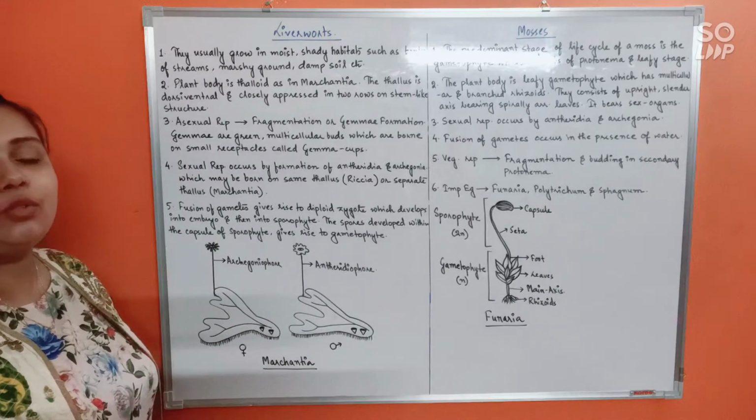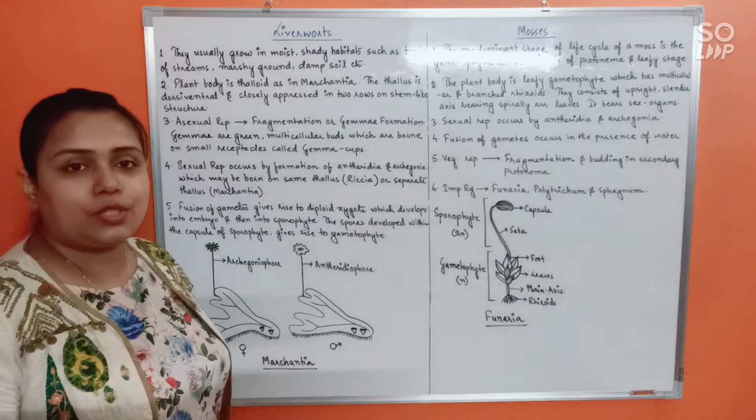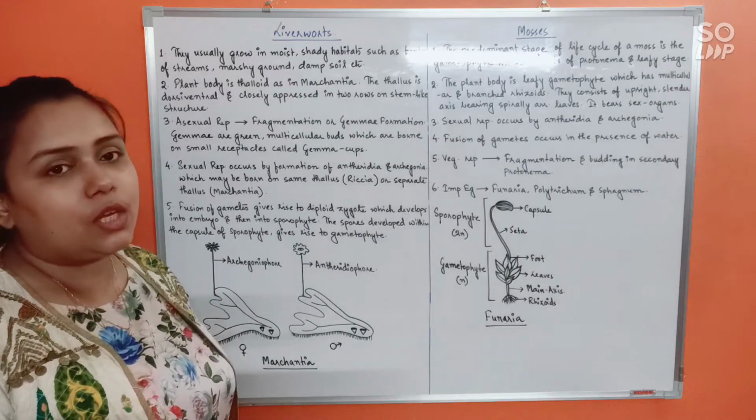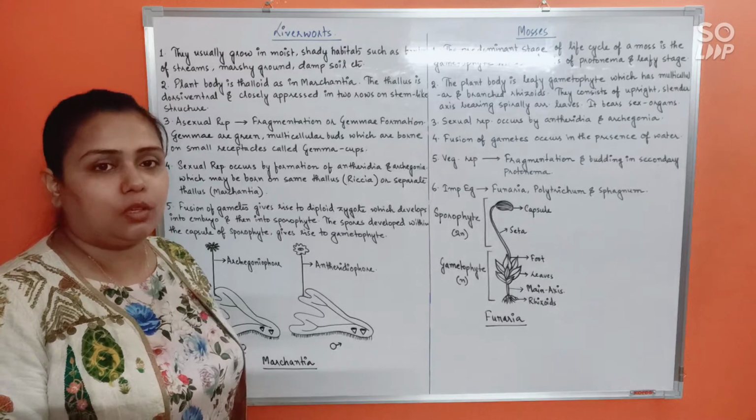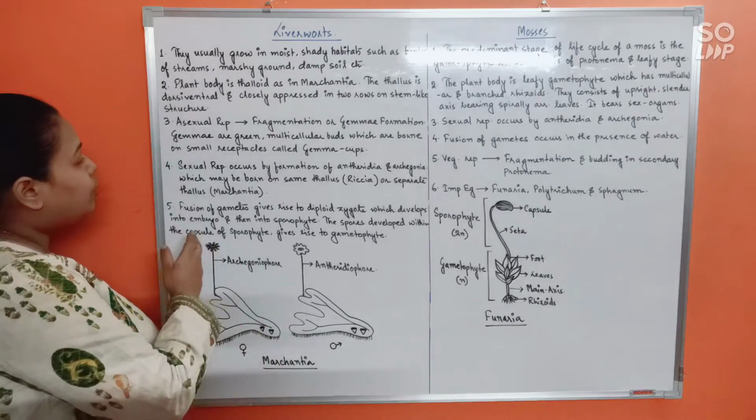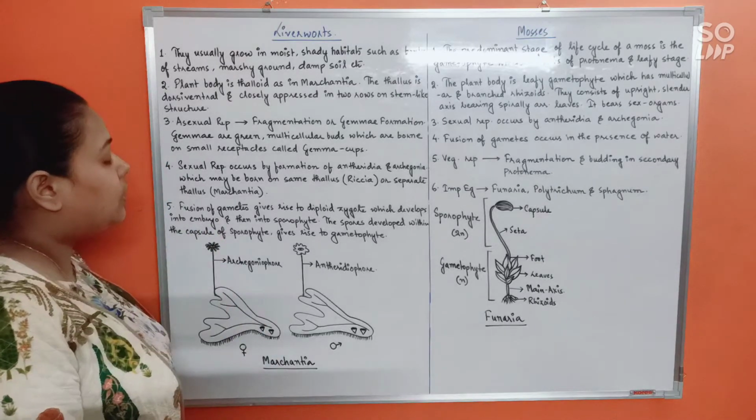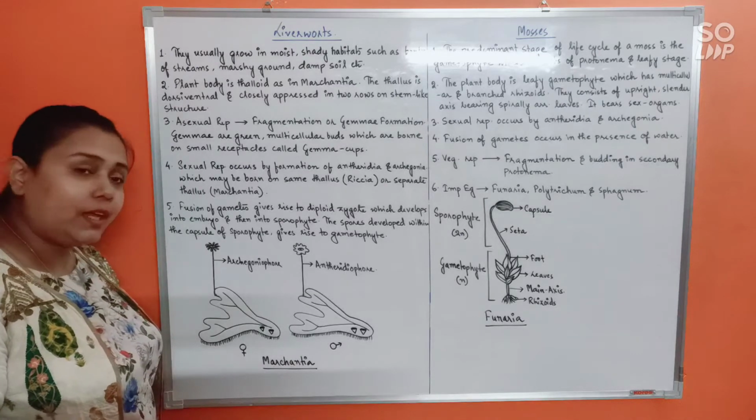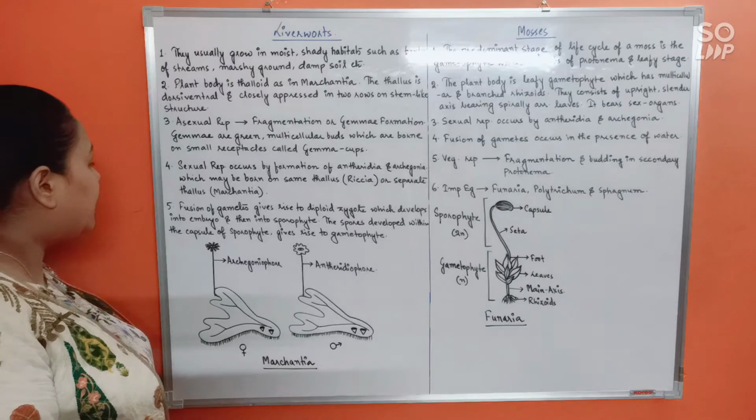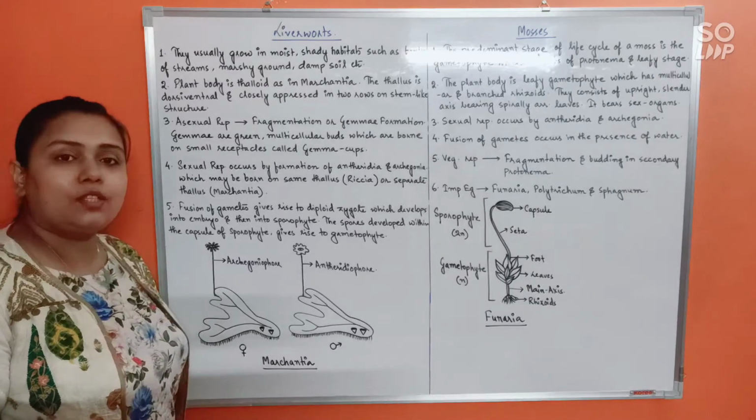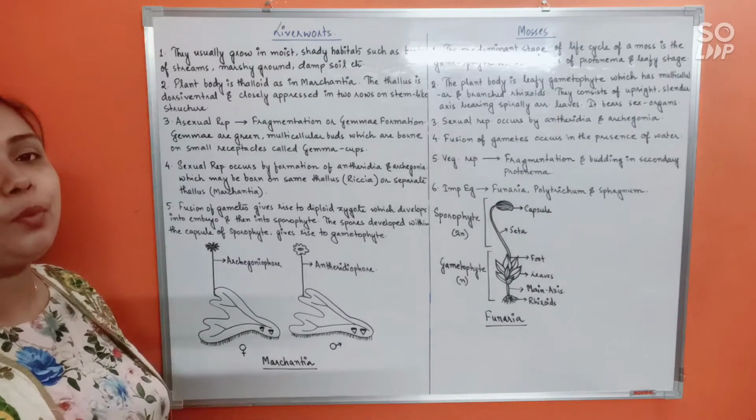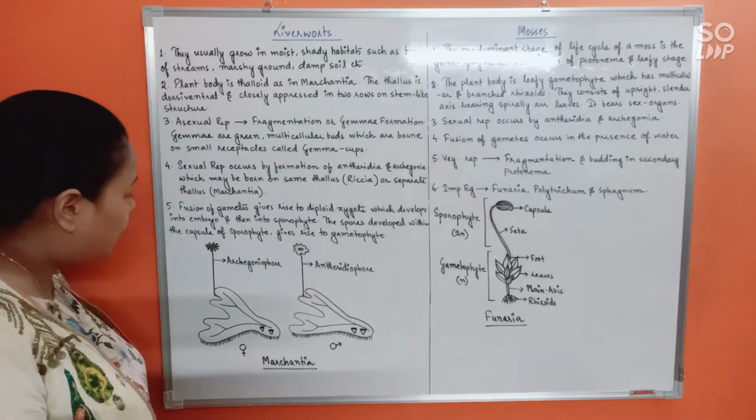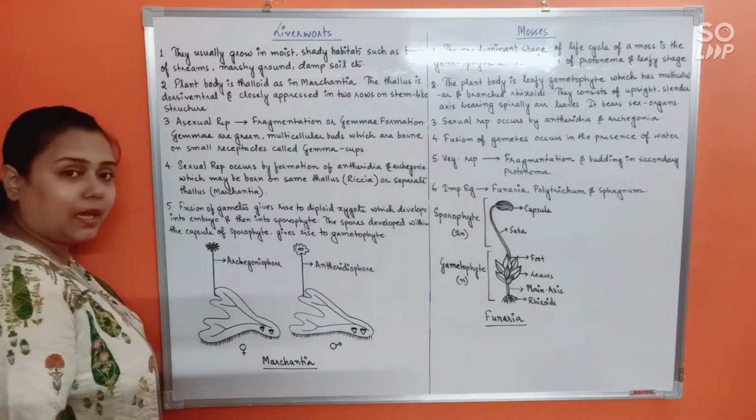So do remember, out of the two examples of the liverworts that I have given you, Riccia is bisexual, Marchantia is unisexual. Now, fusion of gametes gives rise to the diploid zygote which develops into an embryo and then into a sporophyte. The spores develop within the capsule of the sporophyte and give rise to the gametophyte directly. There is no protonema stage. So, this is the diagram of Marchantia.